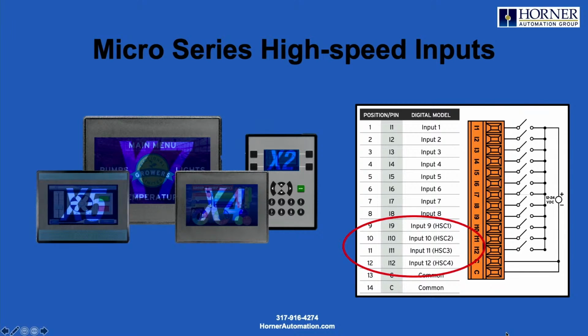With our Horner controllers, we typically have somewhere in the neighborhood of 12 digital inputs on a typical built-in I/O option. That's definitely true with the micro series, and 4 of the 12 almost always are high-speed capable. In the case of the micro series, you need to take a look at the user's documentation to identify which inputs are the ones which are high-speed capable. What you see on the screen, I've circled the 4 inputs, 9 through 12, which is what you'll typically find in, say, an X4 or an X7.